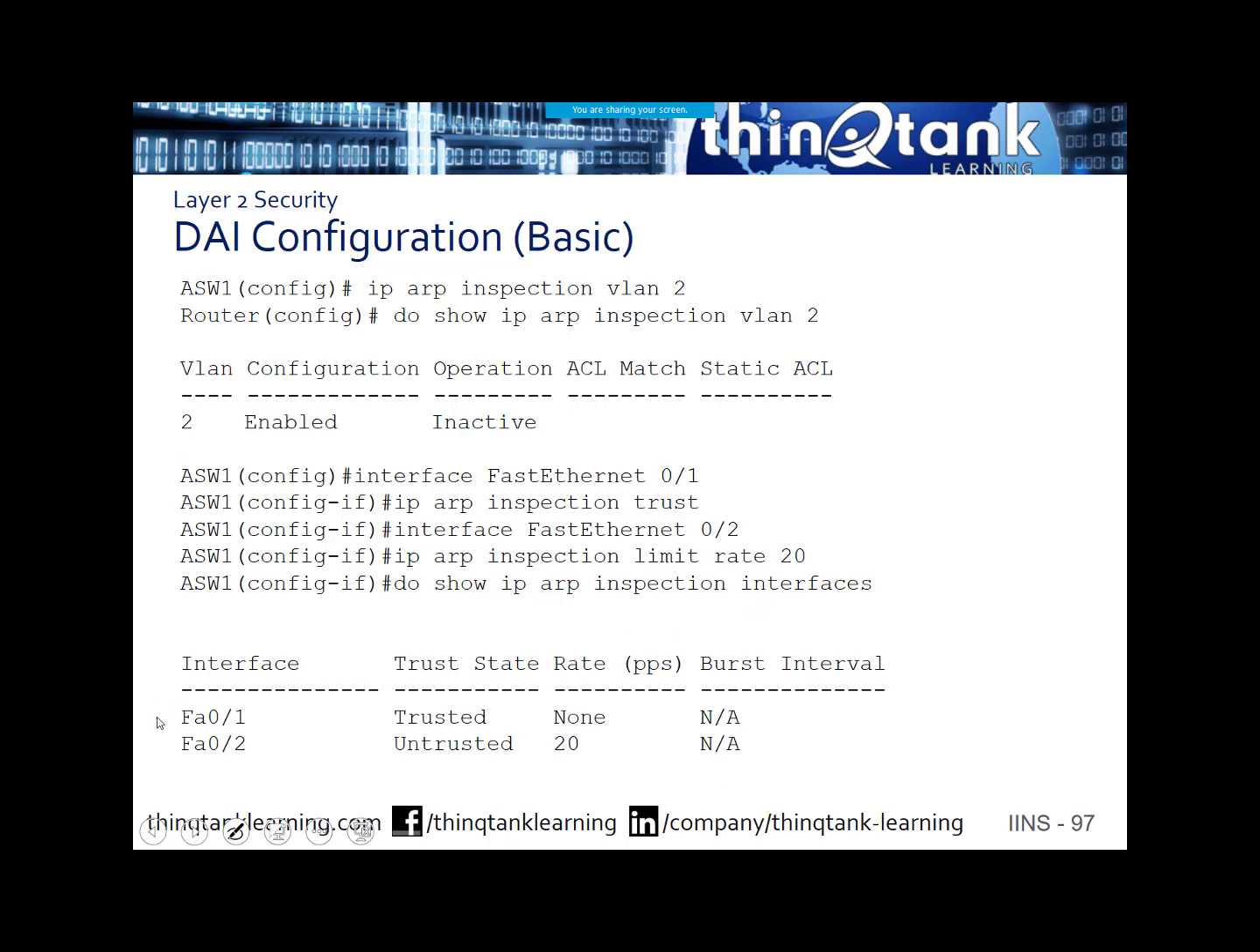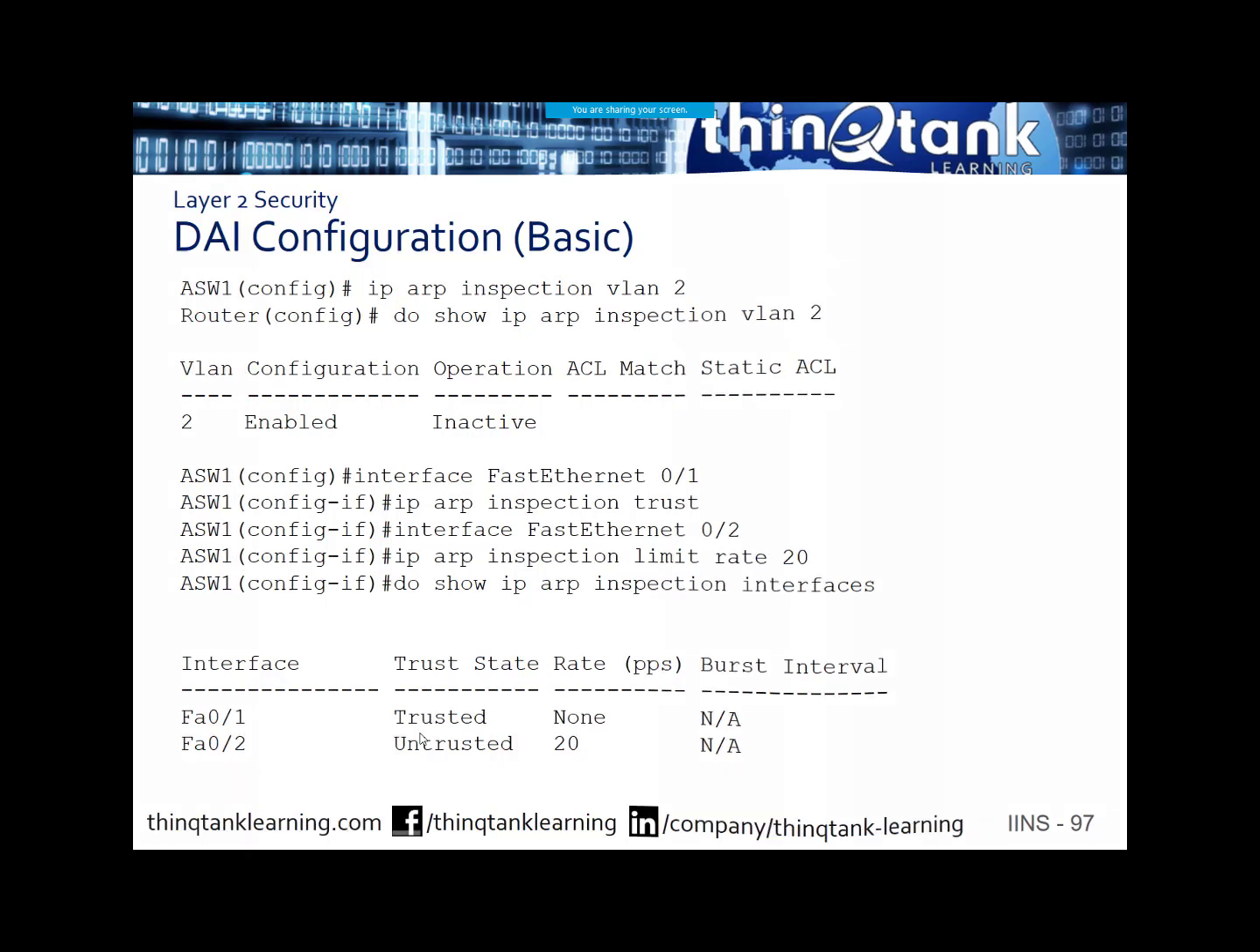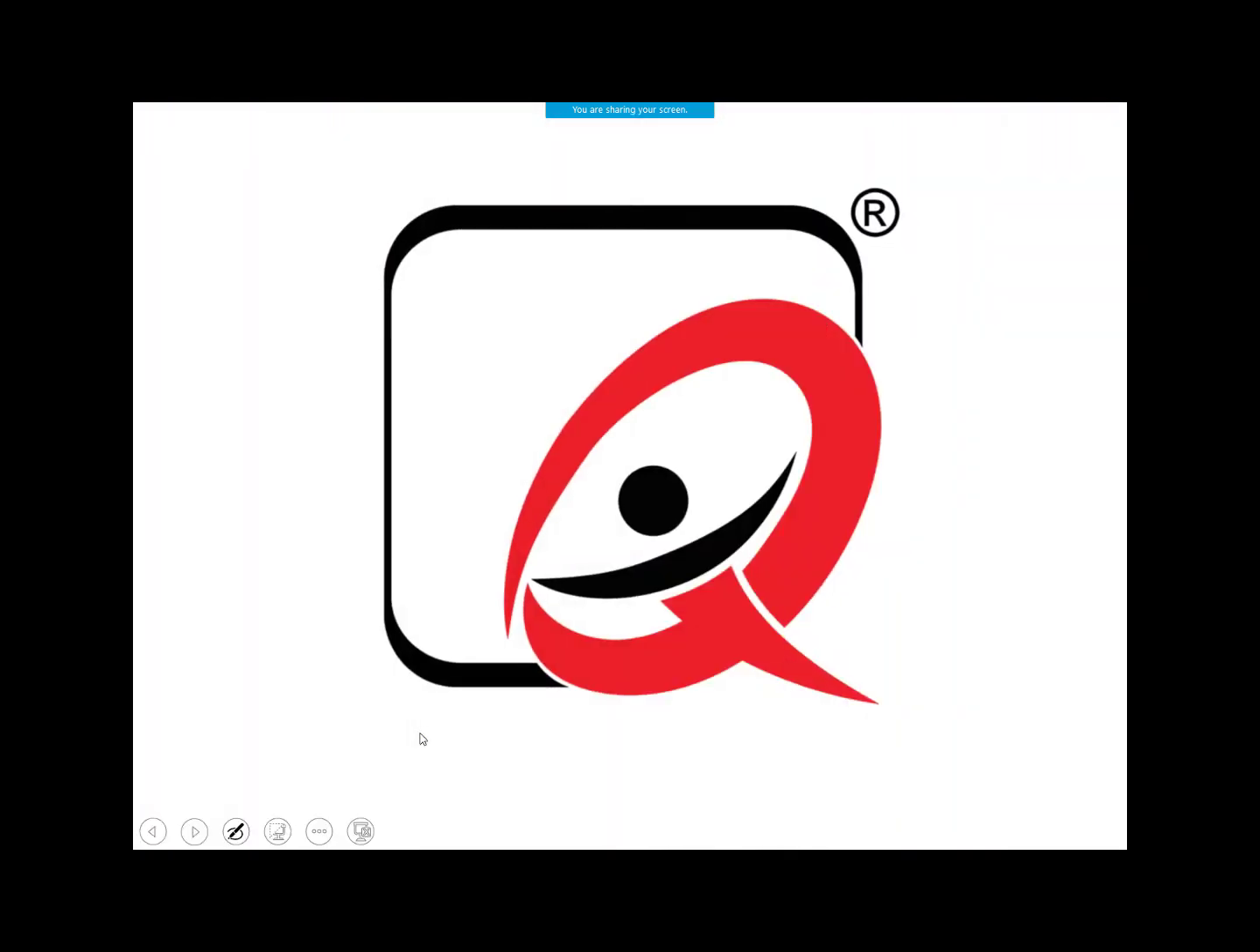So we can see here port 1 is trusted. We're not doing any rate limiting. Port 2 is untrusted. Untrusted basically means we're going to do inspection. Trusted means we're not going to do inspection. All right. So that concludes that lesson, which is all of our layer 2 protection mechanisms. Let's take a look at what we're going to see in the next chapter. I know we're getting close to our cutoff time, but let's see what we got in the next chapter here.